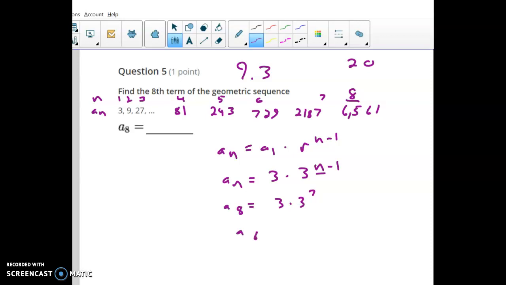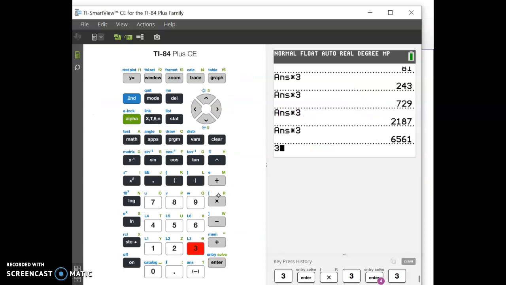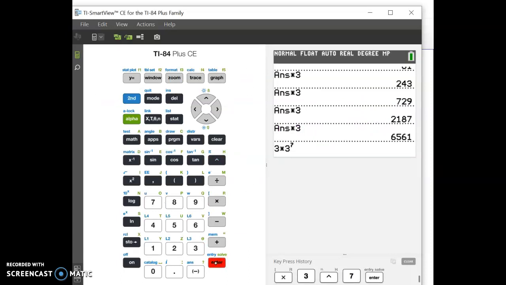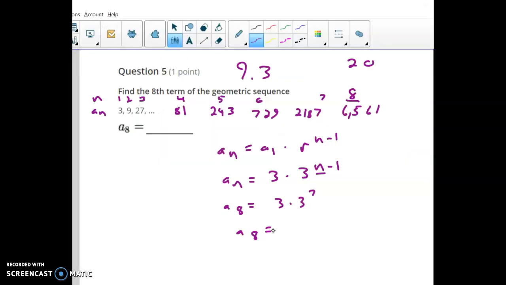And so then you could just type all that in your calculator and get the same result. So we could just do 3 times 3 hat 7, and we get that same number, right? So that would be an alternate way to do it.